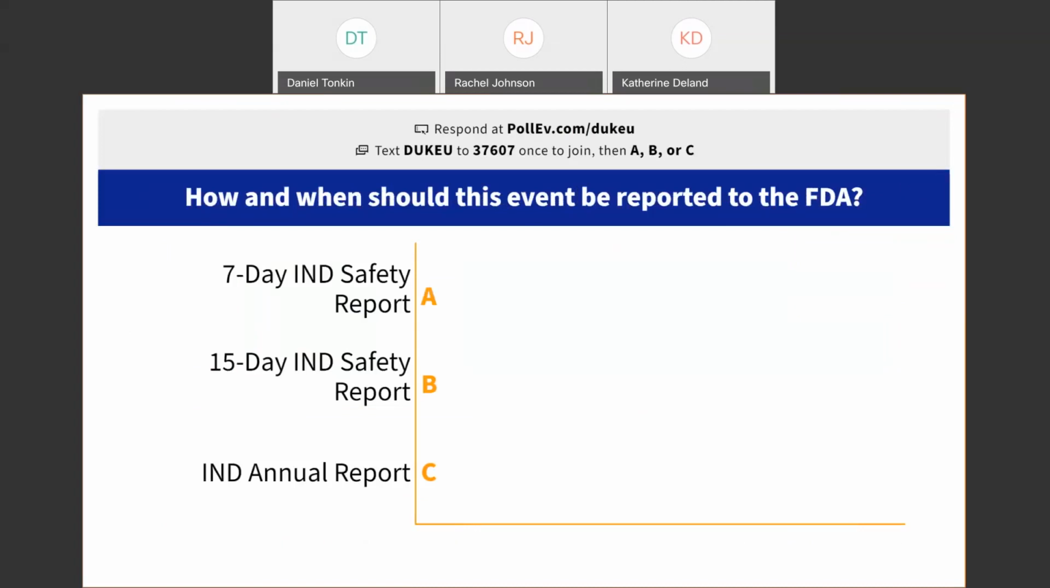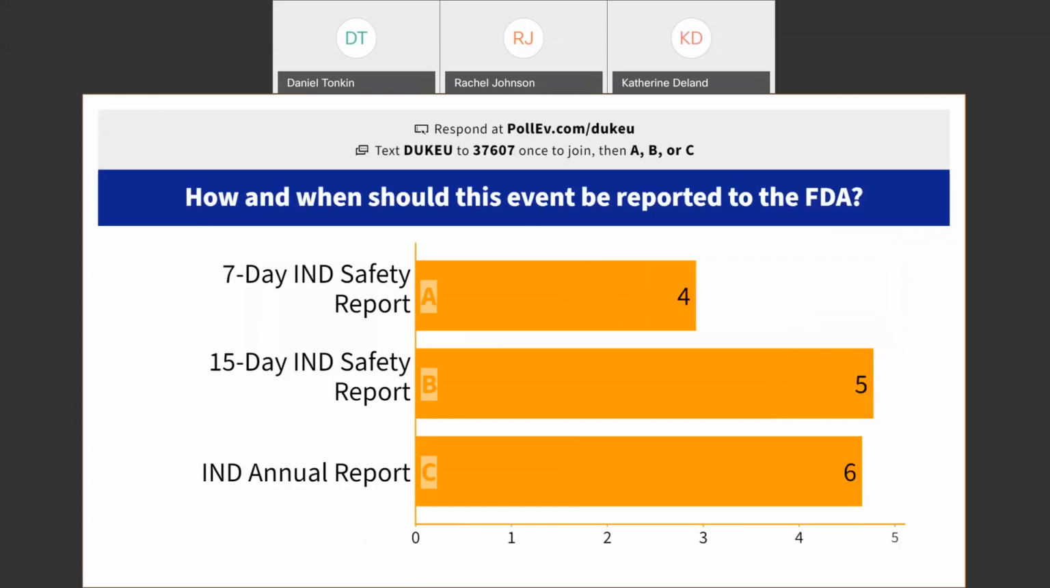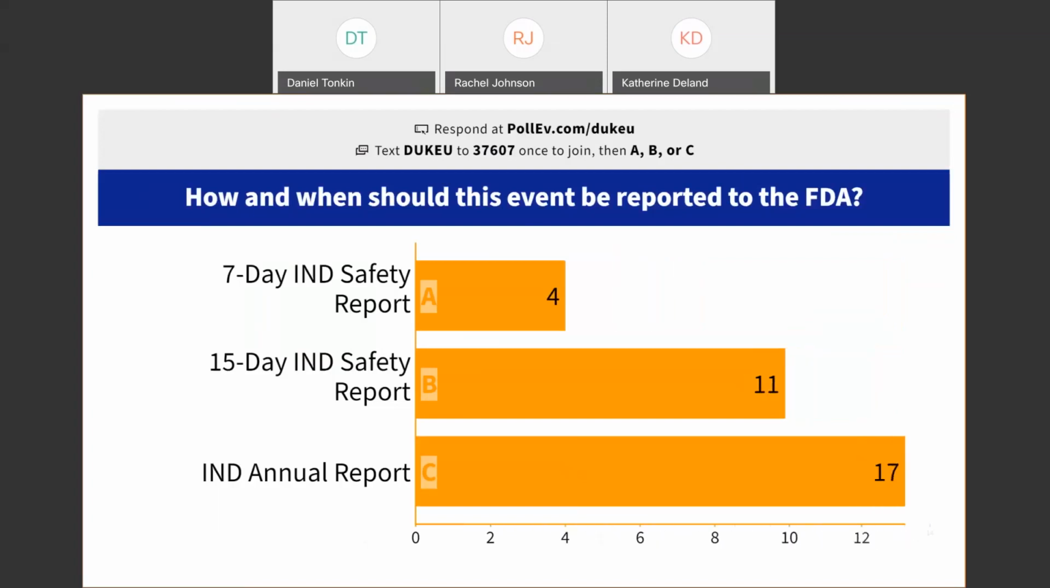So given that, how and when would you report this event to the FDA? It looks like there's some split between the answers here. I would say that you should report this as an IND annual report. So we know that it was serious and unexpected, but we said that it wasn't related to the study drug. So therefore, it doesn't meet the requirement for a safety report in real time, but it can be submitted to the FDA later.